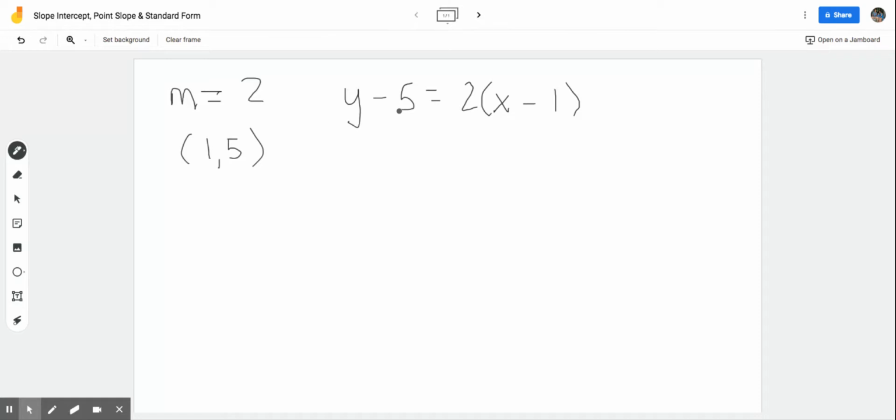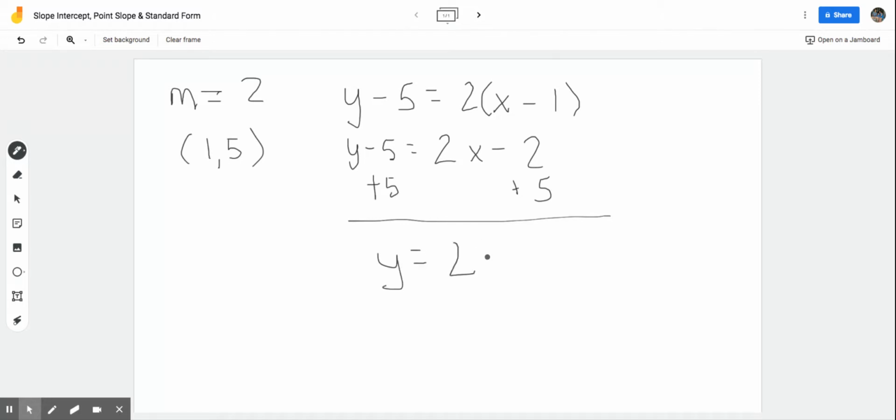Now I want to take that and turn it into slope-intercept form. And we talked about that last week as well, so we're just going to use what we did last week. We'll say y minus 5 is equal to, and then we'll do the distributive property: 2 times x is 2x, and 2 times minus 1 is minus 2. Then we'll add this 5 with its like term. This is actually taking things that we learned before, and so now we have y equals 2x, and then negative 2 plus 5 is 3. So now we have slope-intercept form.